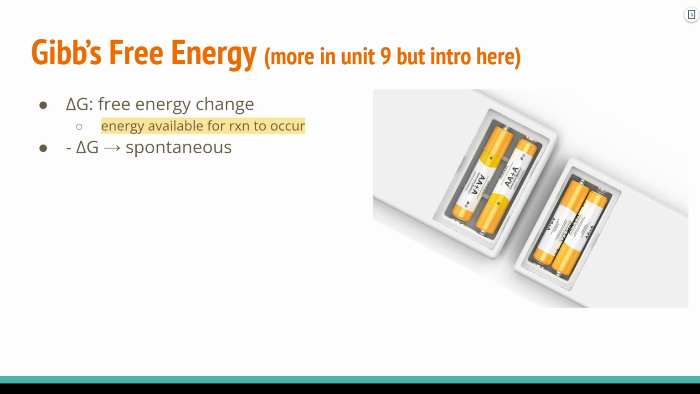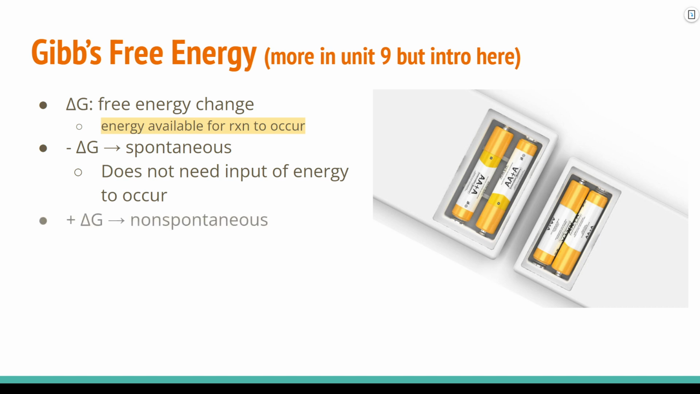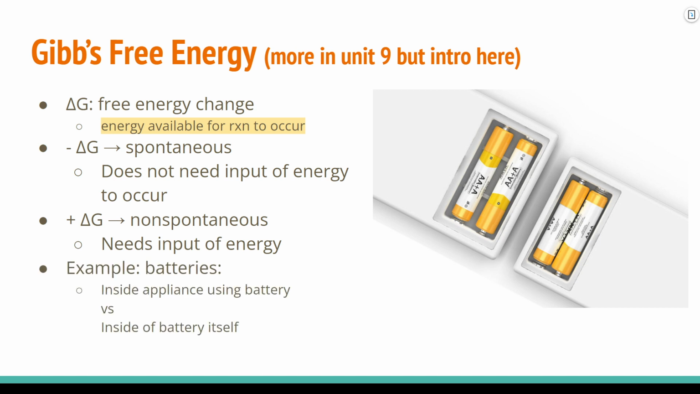And so if I have a negative delta G, that means it's spontaneous. It's going to happen naturally. So I do not need to put energy in order for this reaction to occur. If I have a positive delta G, it's non-spontaneous, so I need to input energy in order to do that. So, an example with batteries. So, if an appliance is using a battery, right, then that means the appliance needed the energy from the battery in order for the reaction of the appliance to actually work.